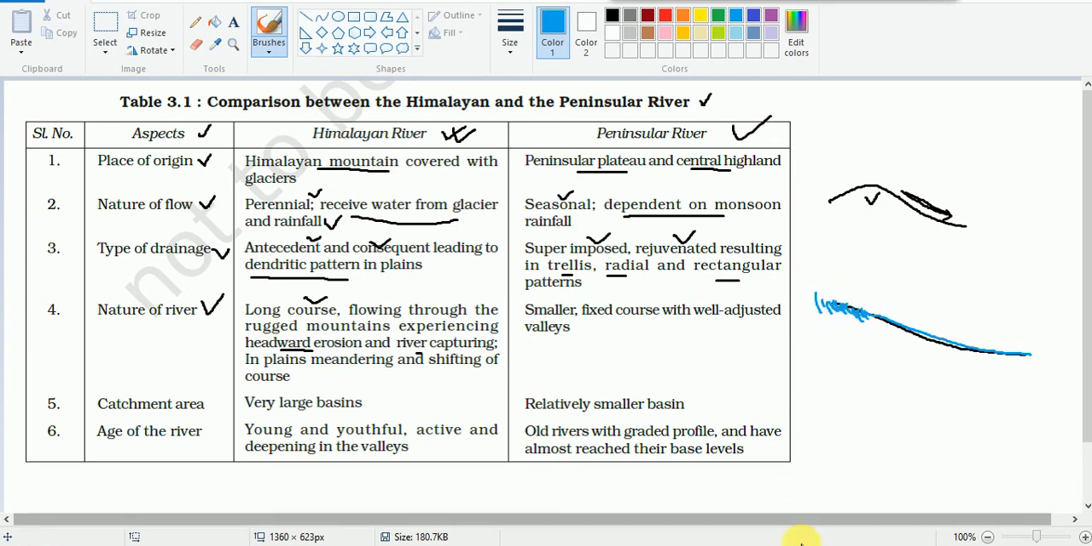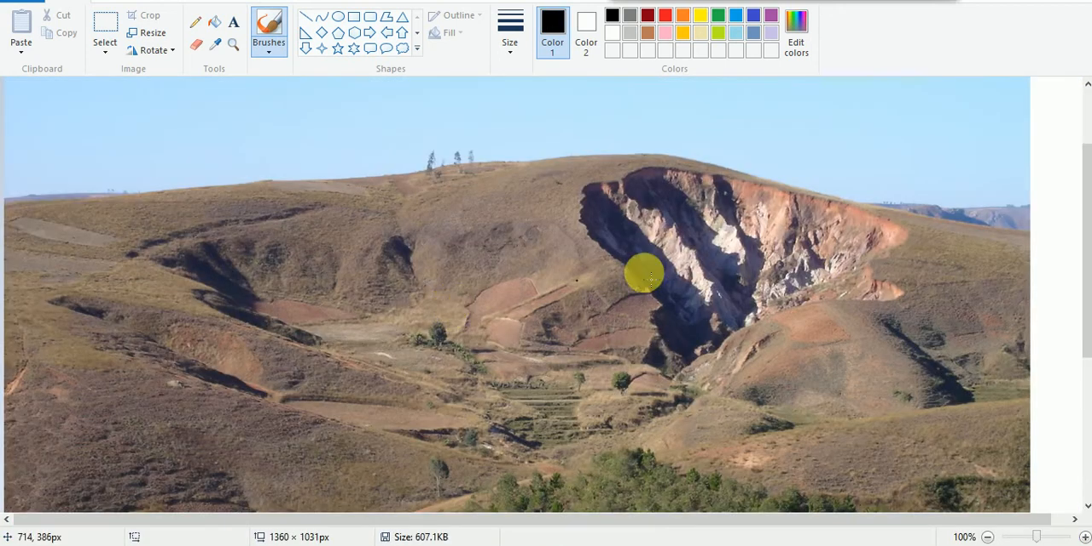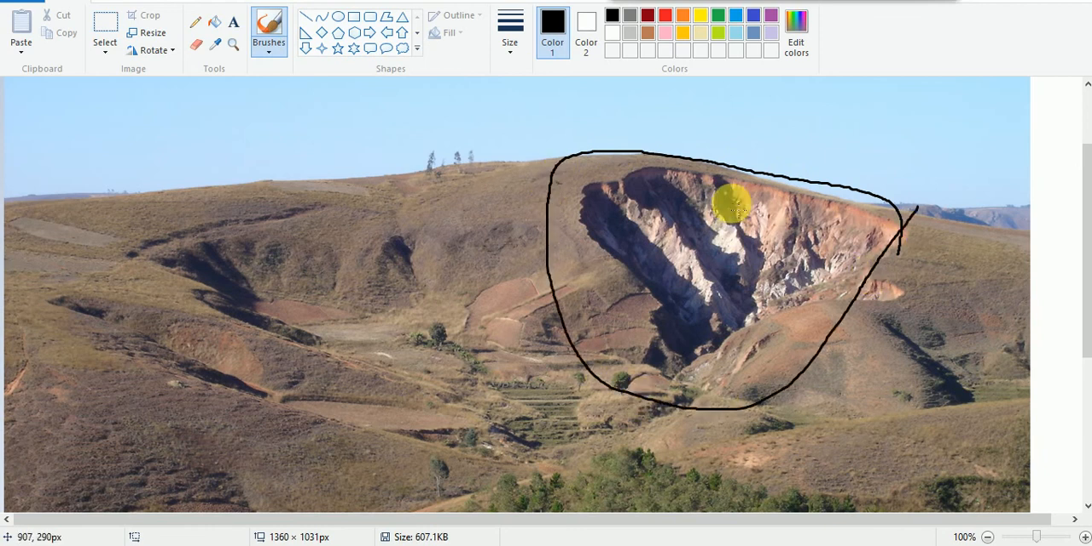I will show you this photograph here. See here, this is due to headward erosion. See, the river starts cutting backward towards the slope, and in this way the length of the river increases.